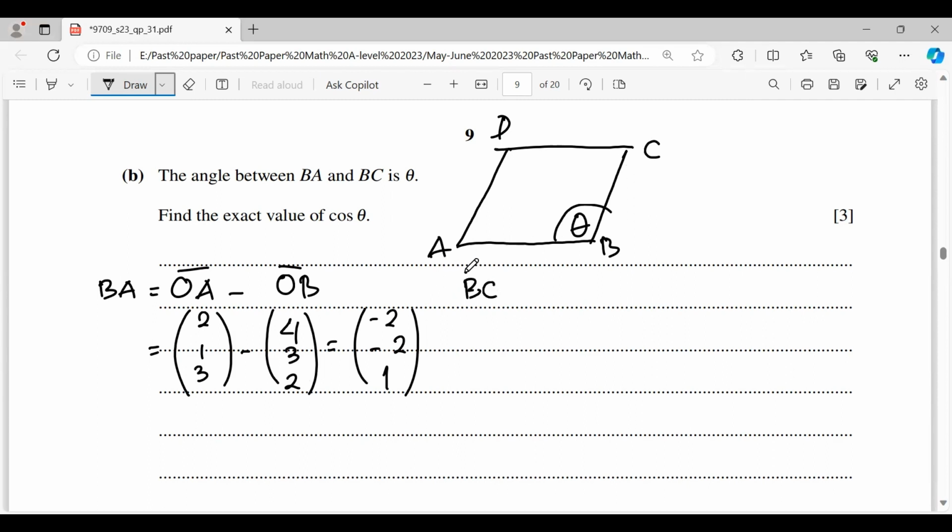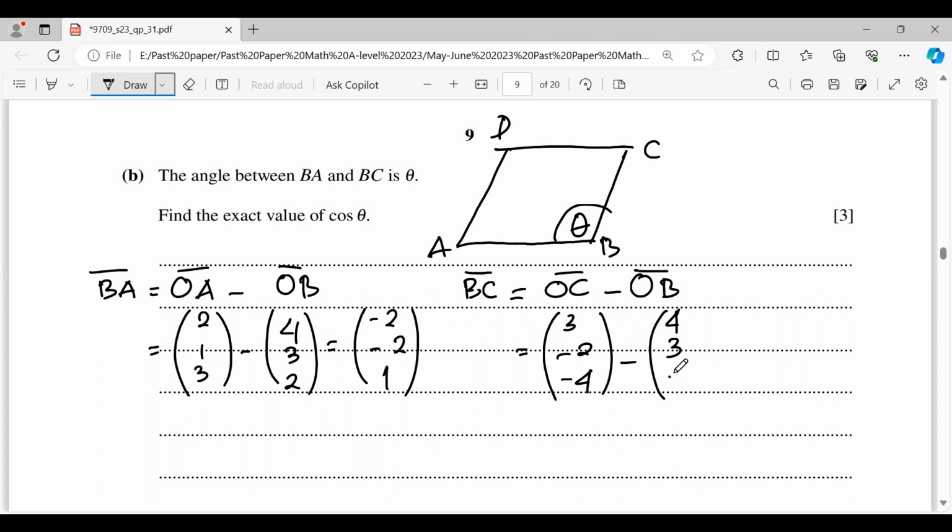BC equals position vector OC minus position vector OB. OC equals (3, -2, -4). OB, same as before. Three minus four, negative one. And this one, negative five, negative six.